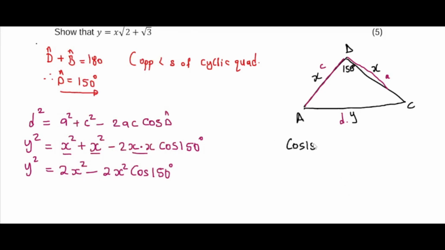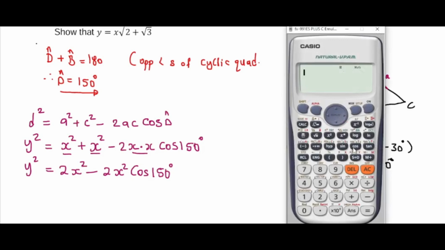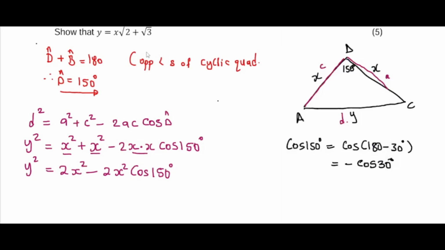The cos of 150 is in quadrant 2. We can write that as the cos of 180 minus 30, because that will give us 150. In quadrant 2, cos is negative, so this will be negative the cos of 30 degrees. If I put 30 on the calculator, what do you get? The cos of 30 is root 3 over 2. So I'm very happy because now I can see the root that they are looking for. This will be negative root 3 over 2.